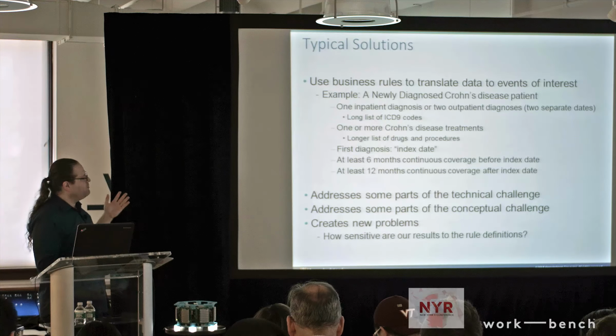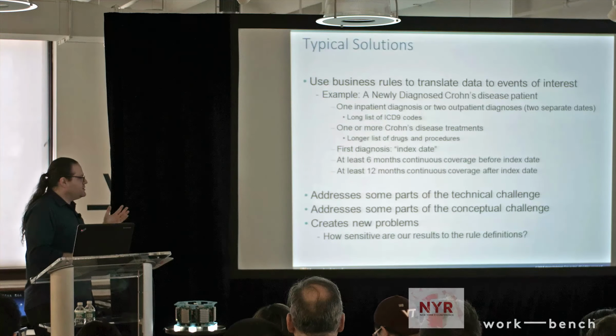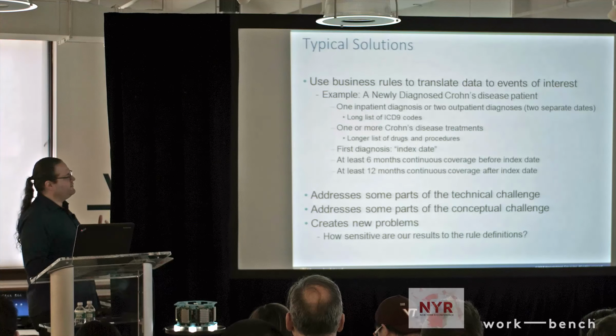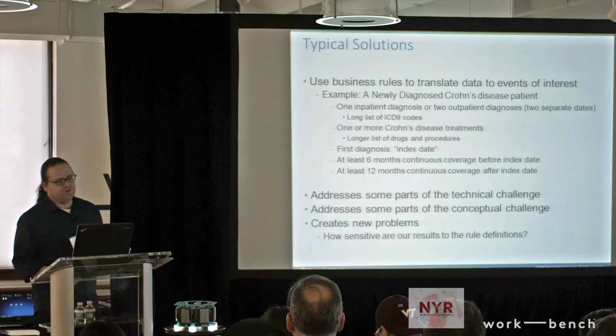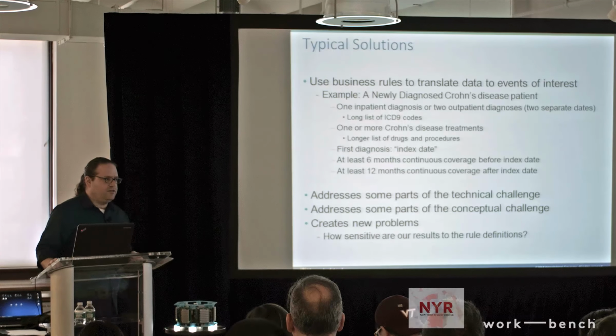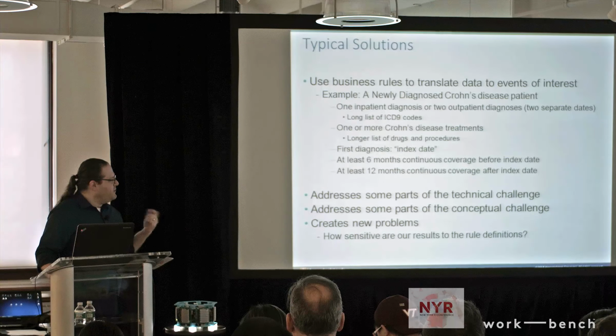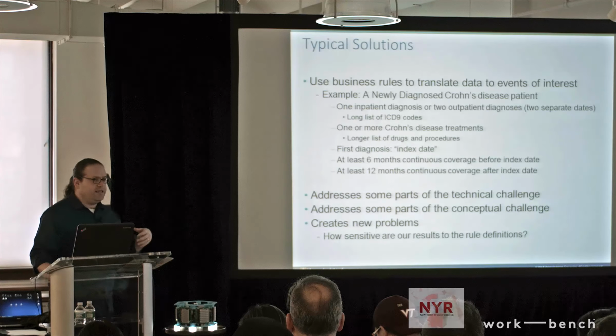And that creates a new problem, mostly that this becomes very sensitive to the definitions of the rules, right? What if I choose 185 days instead of 6 months? Will it change my results a lot? What if I miscoded something? So we want to make sure that that actually works.